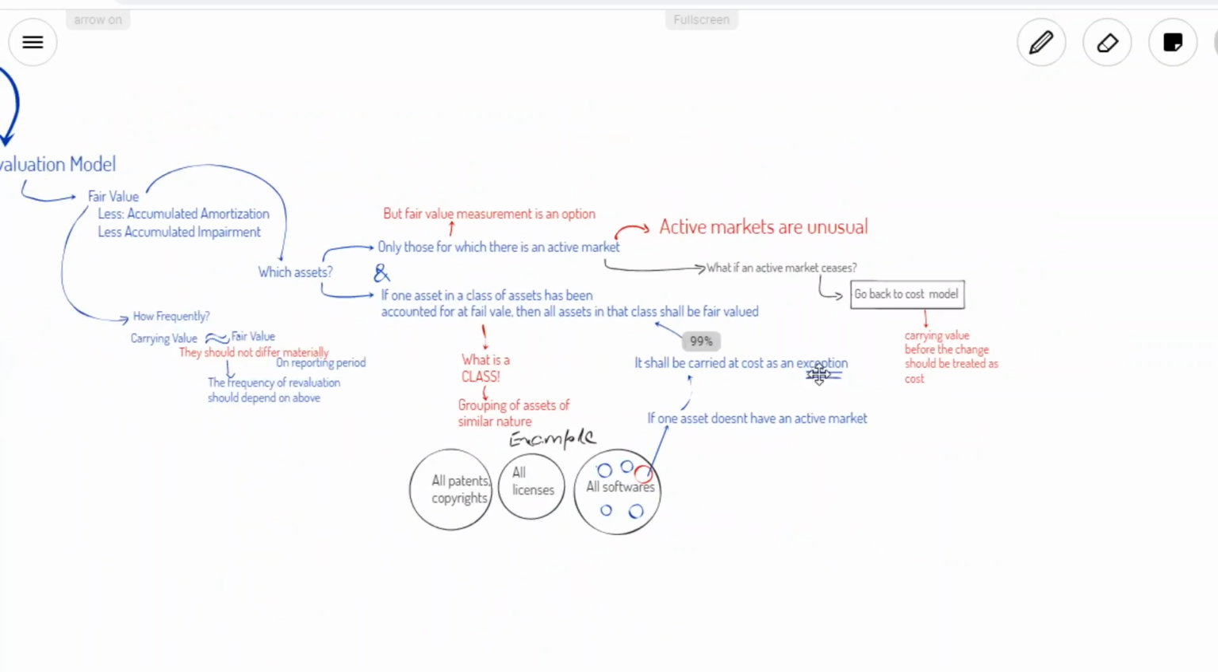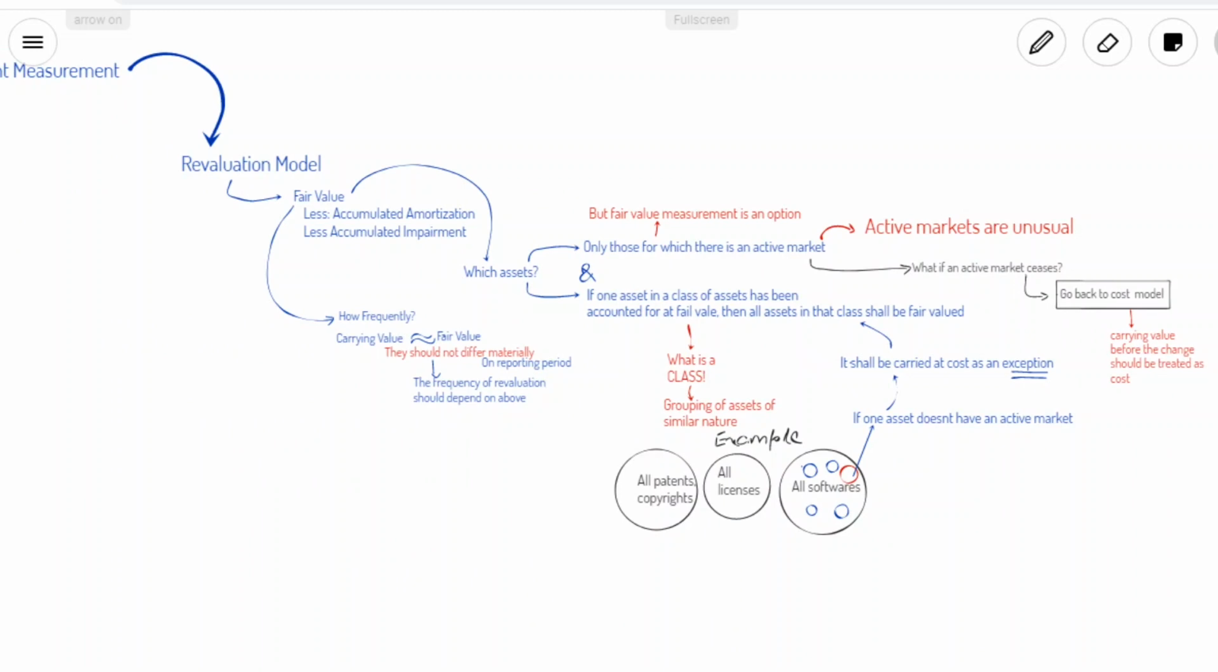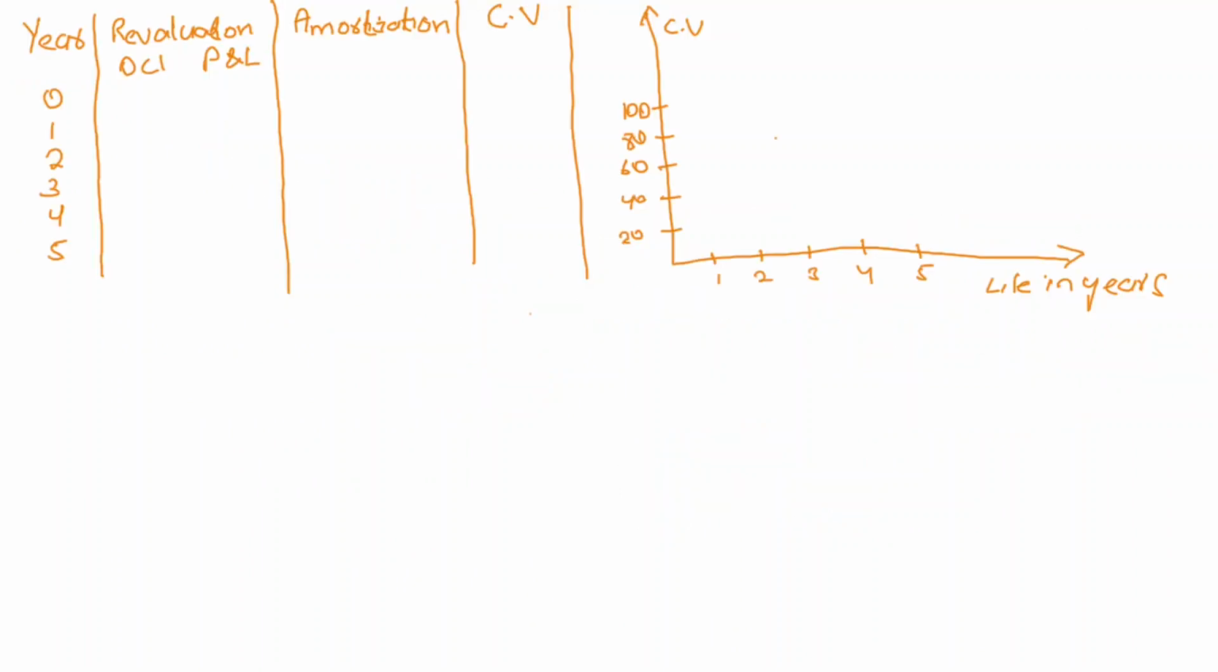Now, how to account for a revaluation? We will continue with the case when we purchase an asset for $100 and it had a useful life of 5 years. And since its purchase in year 0 till year 5, it was amortized down by $20 each year until its residual value remained nil. Now, what would happen if the same asset was carried at the revaluation model?